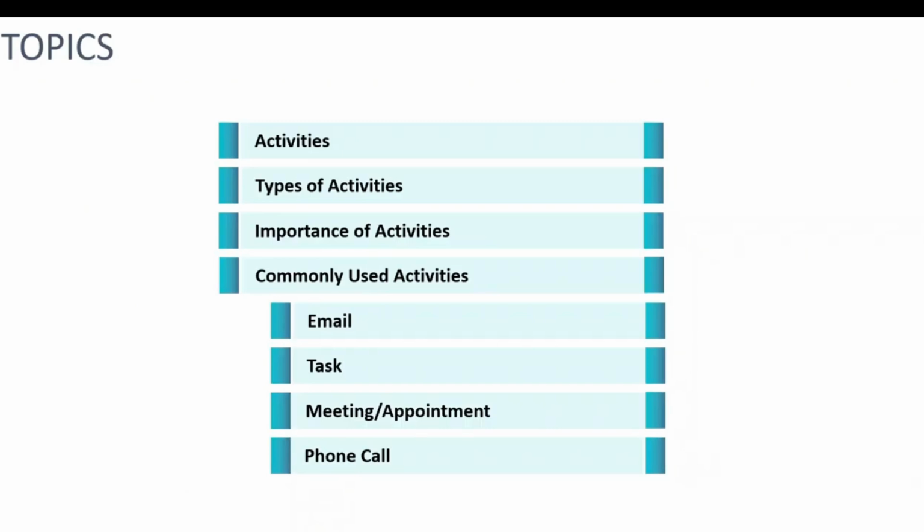We are going to discuss a few topics. What is activity? What are the types of activities available? And then what is the importance of the activities? And even though there are different types of activities available, we are going to discuss the commonly used activities, which are email, task, meeting or appointment, and phone call.